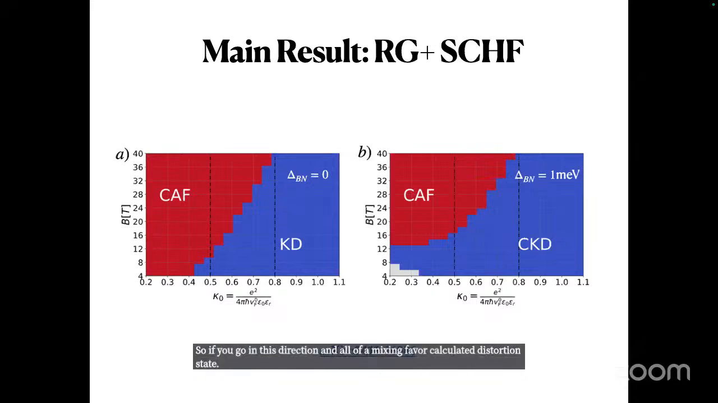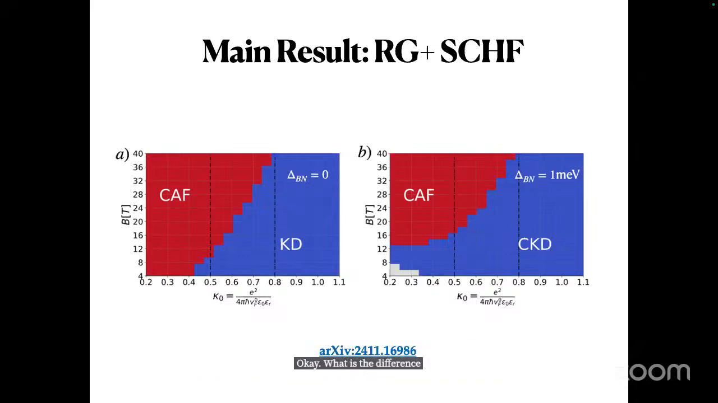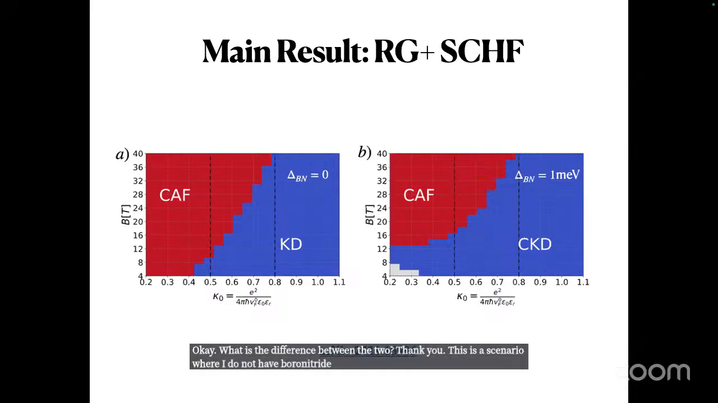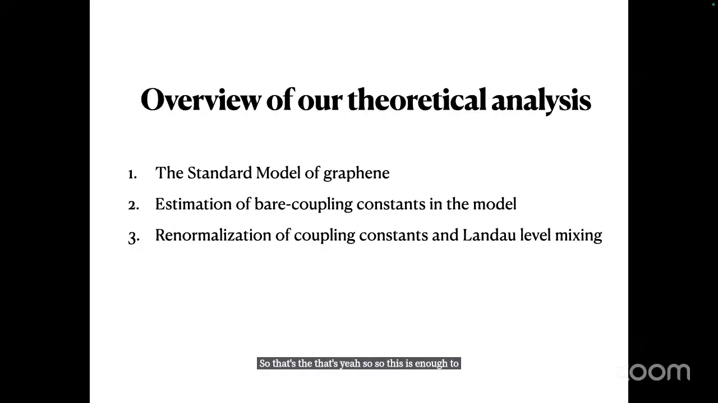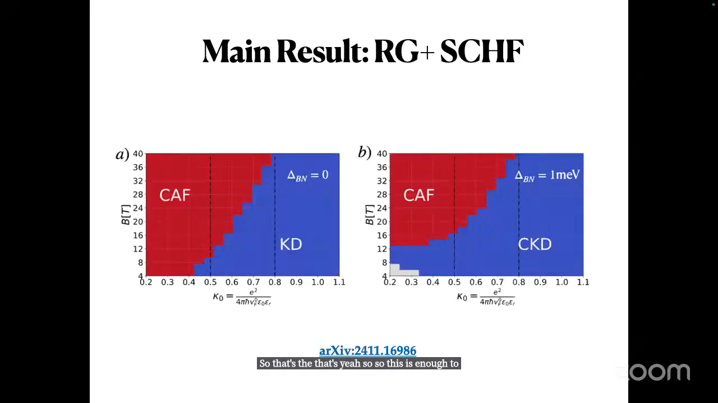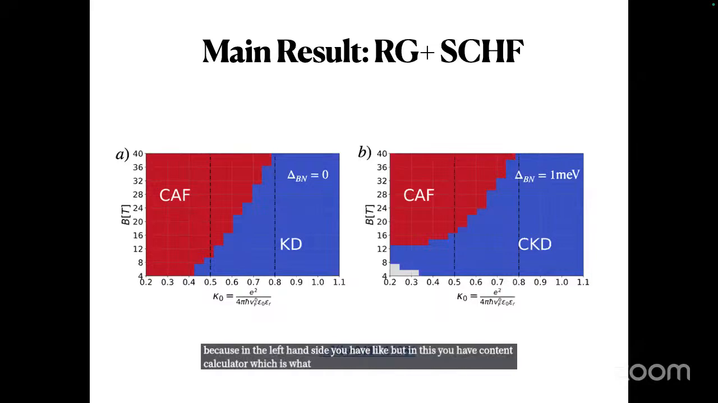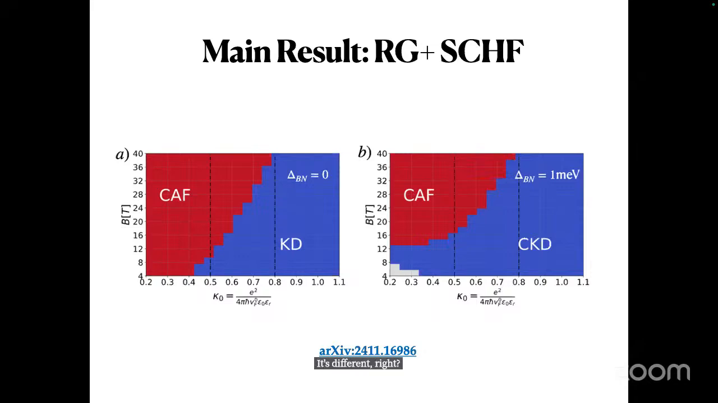What is the difference between the two? What is the delta? This is a scenario where you do not have a boron nitride substrate potential. In the experiment, sometimes they introduce boron nitride, which breaks the inversion symmetry. So that's the difference. On the left-hand side you have Kekulé, but in this one you have canted Kekulé, which is different, right? Yeah, very good point.